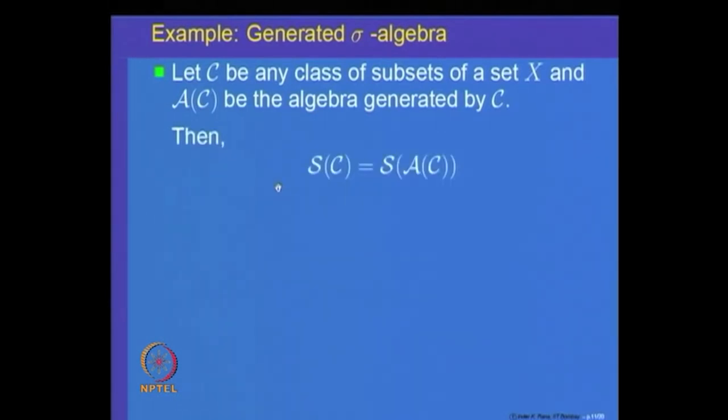Let us observe a few more things. We recall we started with a collection C of subsets of a set X. We said that given a collection of subsets of a set X, we can generate an algebra out of it, which has a property which the class C may not have. And now, given this collection C, we can also generate a sigma algebra out of it, and we can also generate the sigma algebra by the algebra generated by that class, right? So, the question comes, what is the relation between these three things?